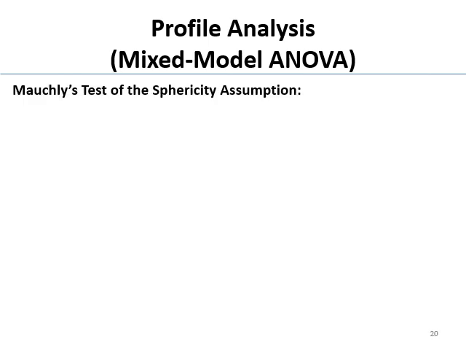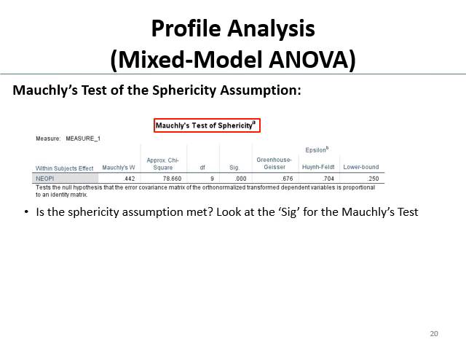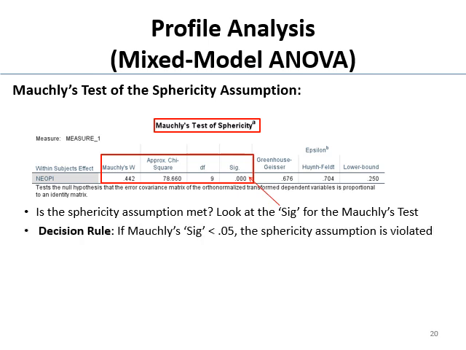The next thing you come to is Mauchly's test of the sphericity assumption. And we do care about this. This is for the within subjects effect, NEO-PI. It's called Mauchly's. So is the assumption met? Do we have homogeneous variances and covariances? Look at Mauchly's sig. If the sig is less than 0.05, you violated the assumption. If it's greater than 0.05, you met the assumption. Well, we've got 0.000. So there's your decision rule.